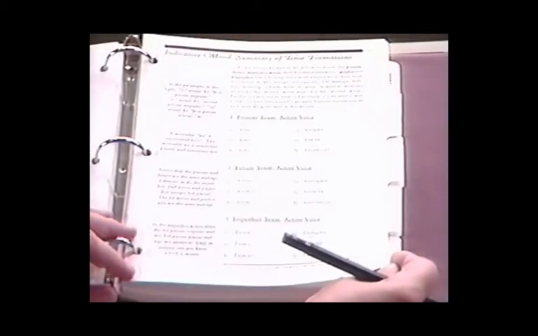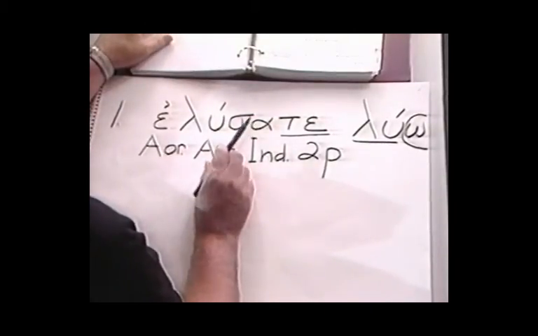Look on page 3-17 and following. Here you see all of the tenses of luo laid out before you. Look at 3-18, and there's the first aorist tense. You notice that the first aorist has a sigma tense indicator. The imperfect does not. And it is also the first aorist that has this alpha connecting vowel, whereas the imperfect has an epsilon connecting vowel.